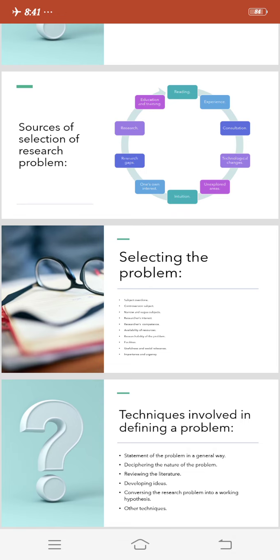Next one is narrow and vague subject. Here, too narrow or too vague problems should be avoided because they lead nowhere but a messy waste of time, money or energy, because they will not be accepted by anyone.